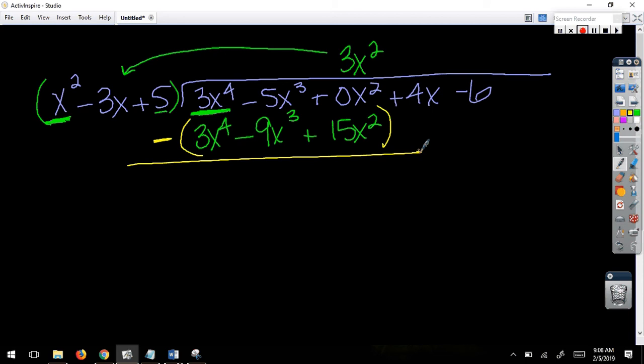So what do you get? 0, negative 14. The first ones cancel. Negative 5x cubed minus negative 9x cubed is 4x to the third. If you're a same-change person, plus, plus.